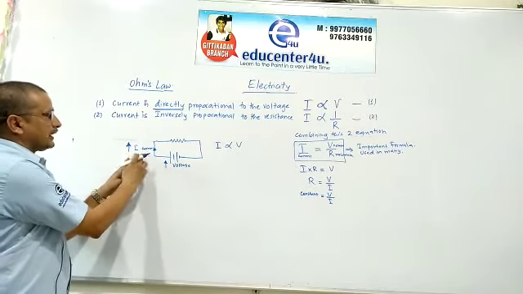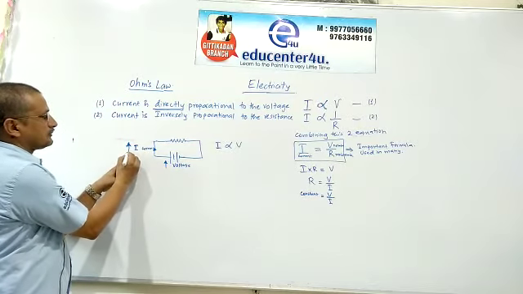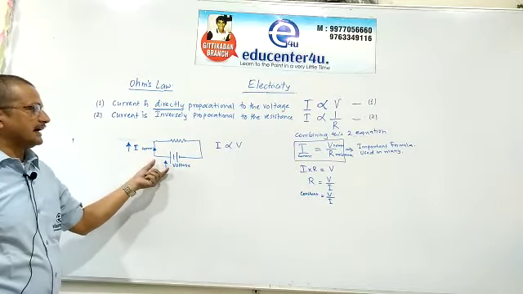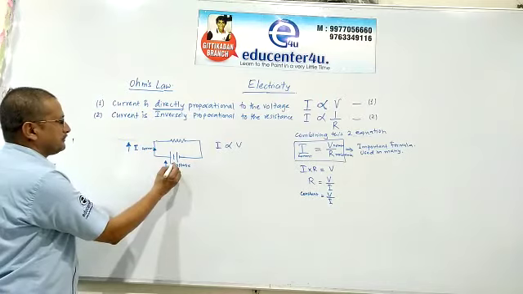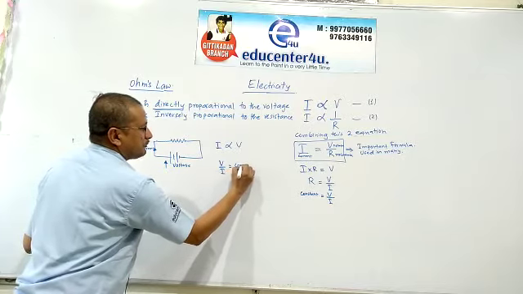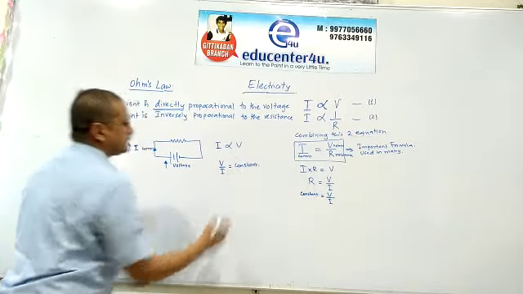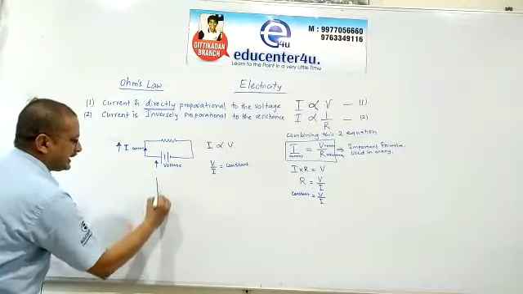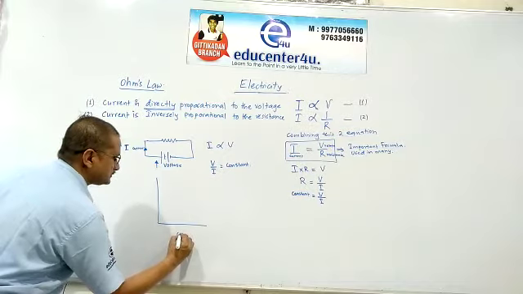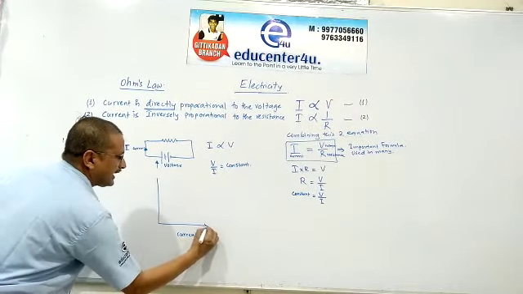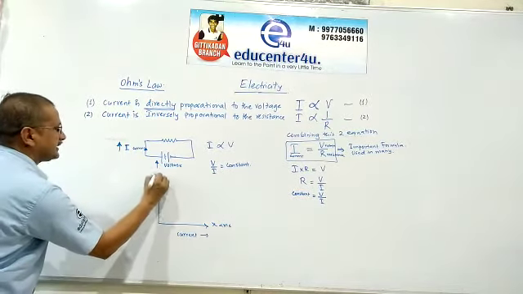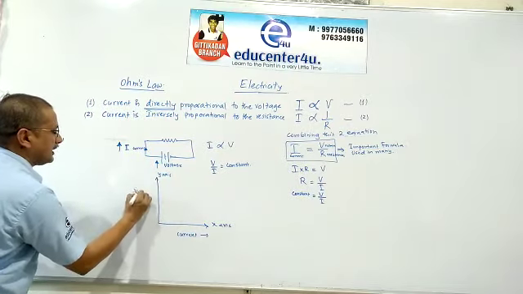So what will be the value of the current? The value of the current will increase. So it is directly proportional. So what is the relationship? V by I you will always find as constant. If you are plotting in a diagram, suppose on the x-axis you are taking current, and on the y-axis you are taking voltage.